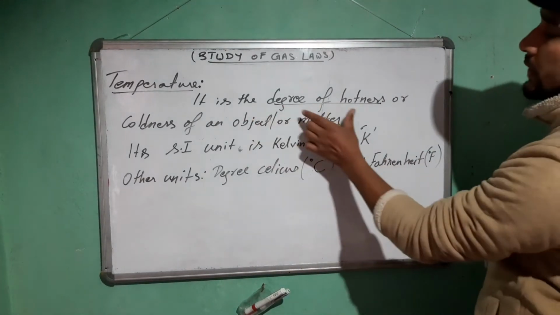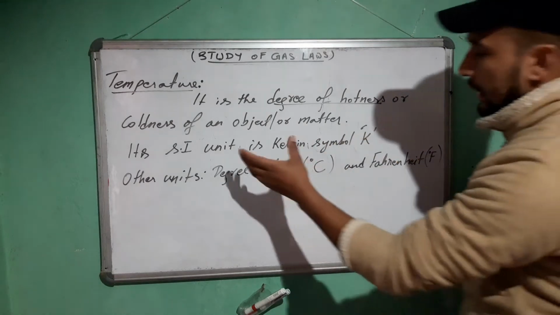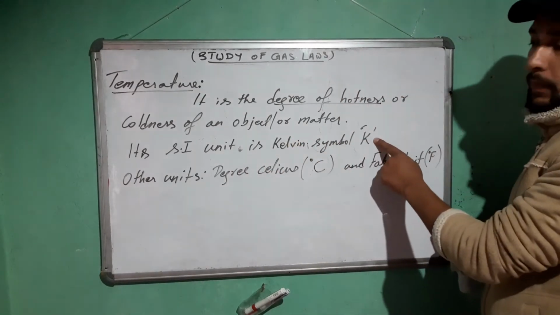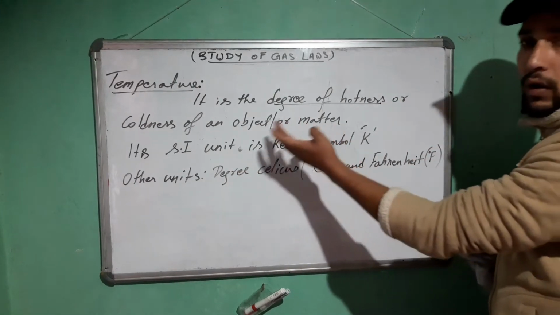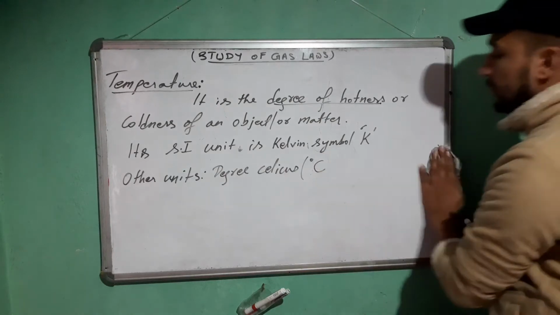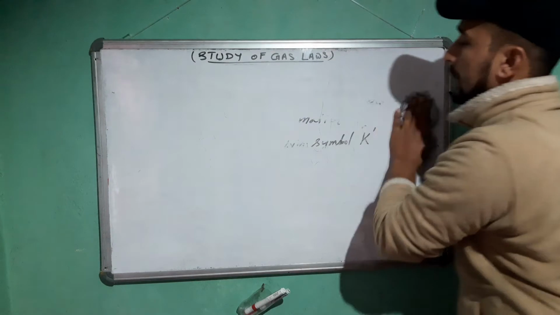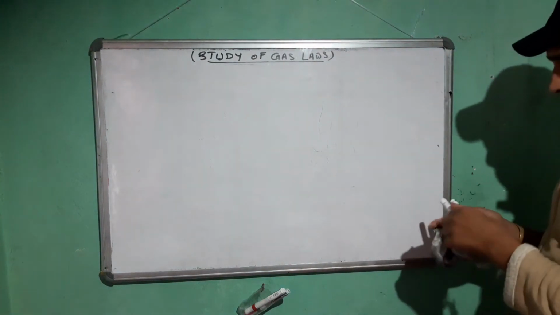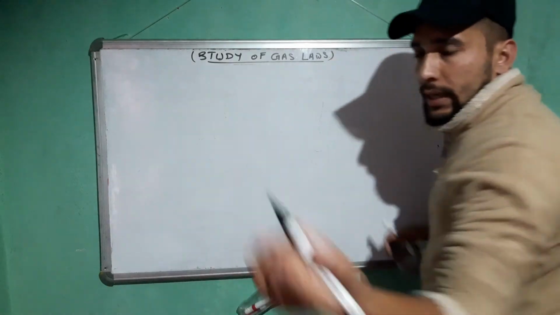So temperature is the degree of hotness or coldness of an object. Okay, and then SI unit of temperature is Kelvin. Other units of temperature are degree Celsius or degree centigrade, and Fahrenheit. After that, you may note one thing. Okay, that I'll give you in the next question.